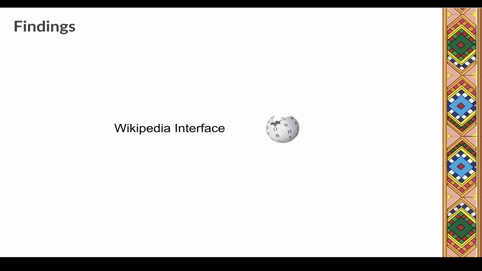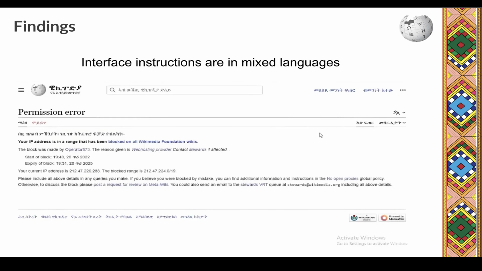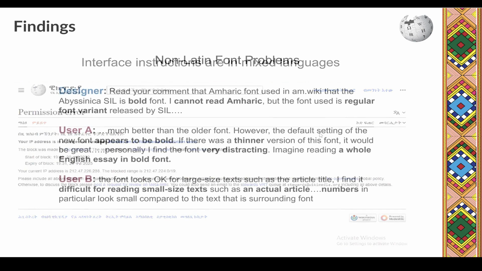Let's start with Wikipedia's interface challenges. We observed that Wikipedia interface would sometimes have instructions mixed in local languages and English. For instance, in this screenshot with one of our participants, the permission error says you are not allowed to create this page due to the following reasons in Tigrinya and proceeds to list the reasons in English.